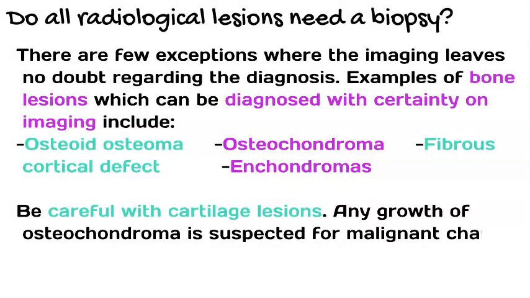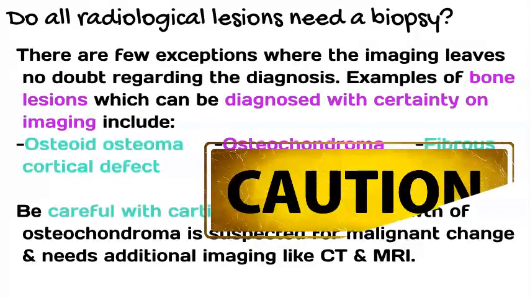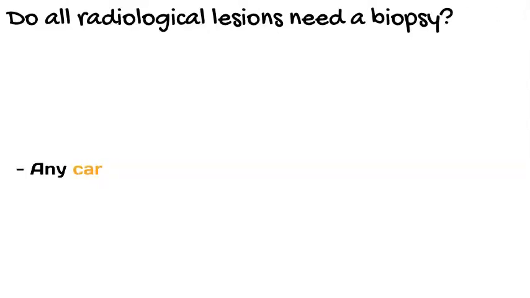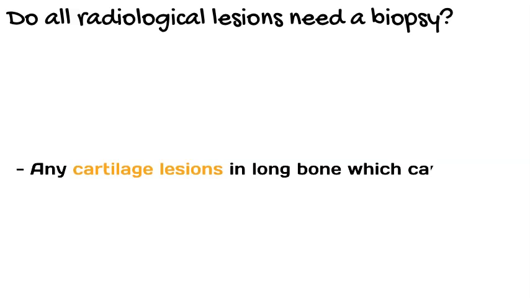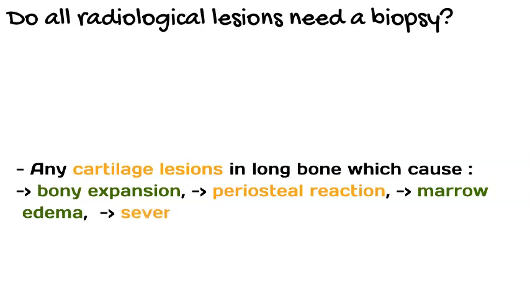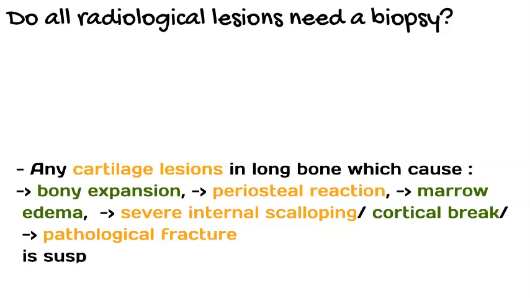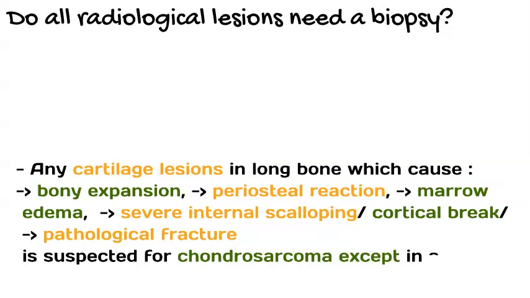Be careful with cartilage lesions. Any growth of an osteochondroma is suspected for malignant change and needs additional imaging like CT scan and MRI. Any cartilage lesion in a long bone which causes bony expansion, periosteal reaction, marrow edema, severe internal scalloping, or cortical break or pathological fracture is suspected for chondrosarcoma, except in small bones of the hand and feet.